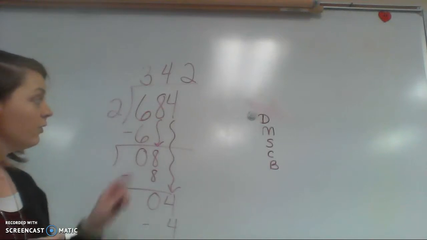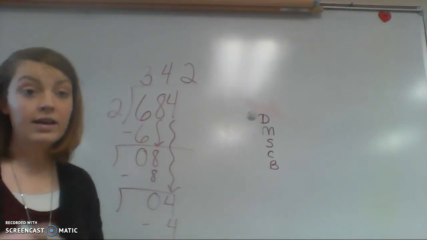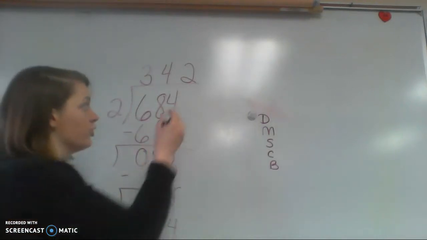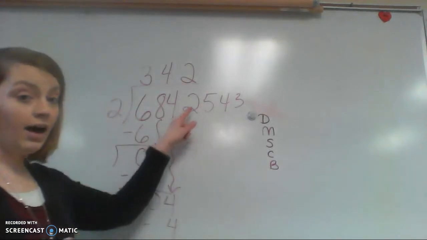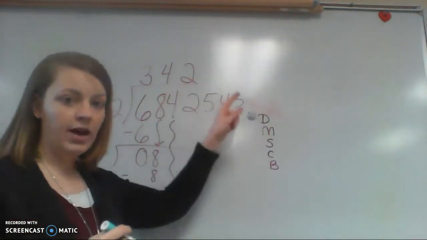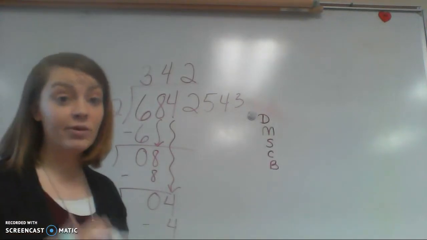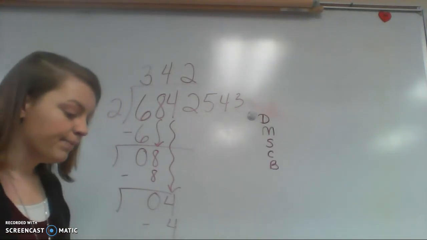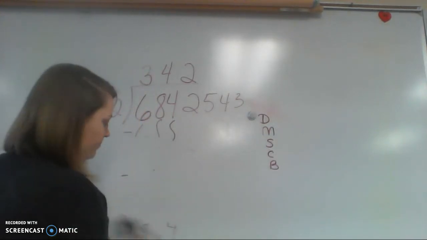Okay? So even though this is longer, it's the exact same process. You're just doing it again. Okay? This would be true if it was this number here. I would just keep bringing down, dividing, multiplying, subtract, checking, bring down the next number. It just keeps going. Okay? Let's try another one like that.